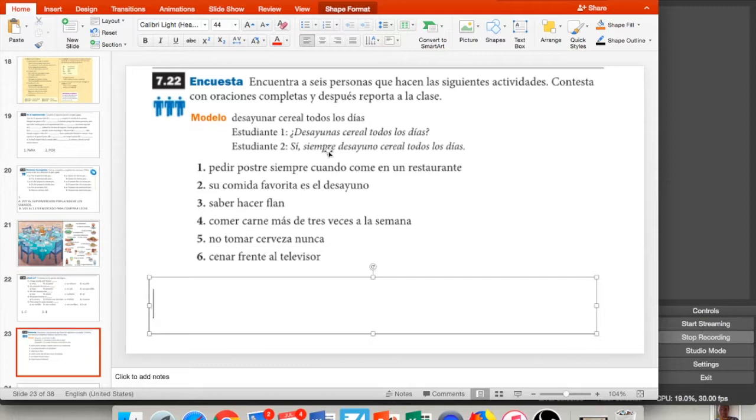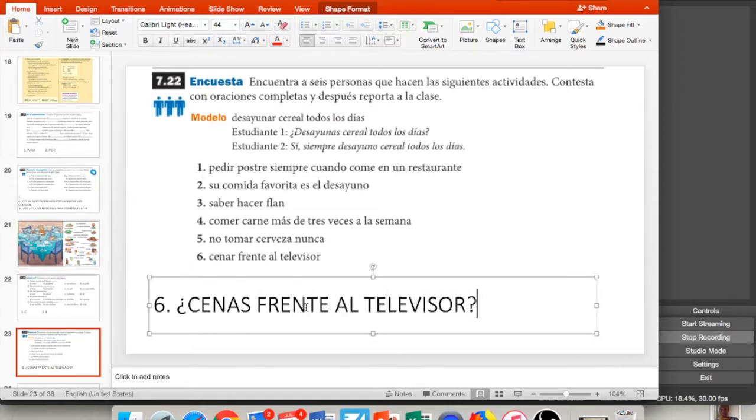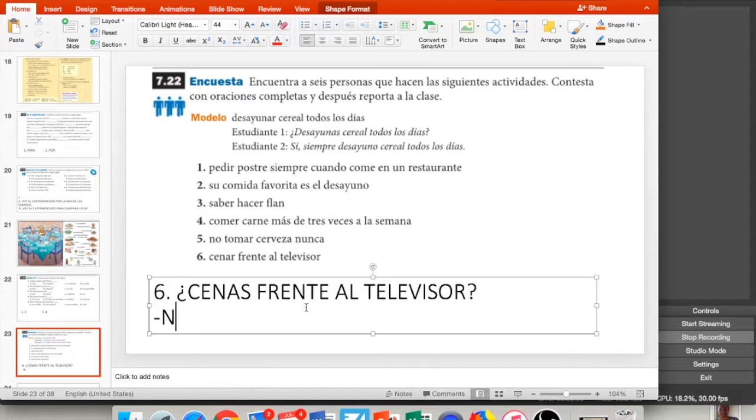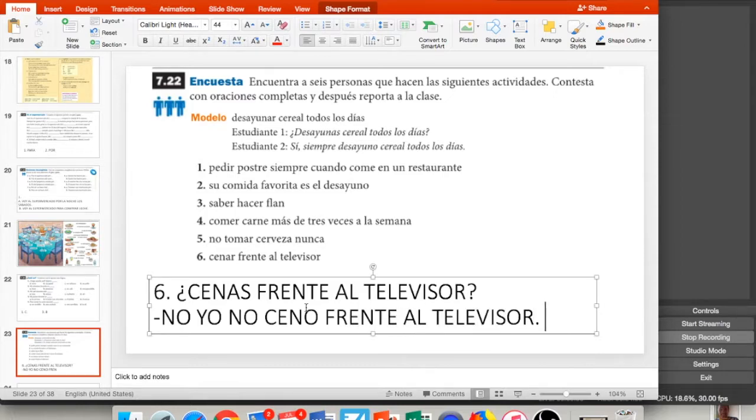And the person said back, sí, siempre desayuno. I always eat cereal todos los días for breakfast. So again, desayunar had the AR removed and an O added back. So yes, I always eat cereal for breakfast every day. Let's look at another one here. So I could ask on number six, if you eat in front of the television. So I could ask you, cenas frente al televisor. Do you eat in front of the television? And my person can say back, no. Yo no ceno frente al televisor. I don't eat in front of the television.